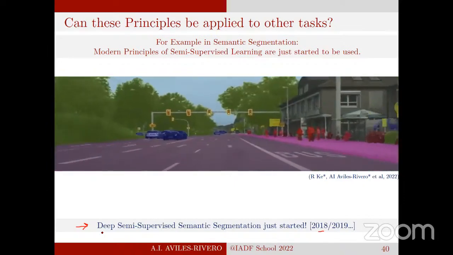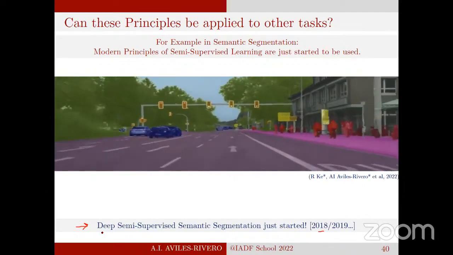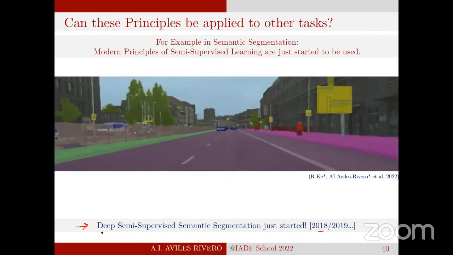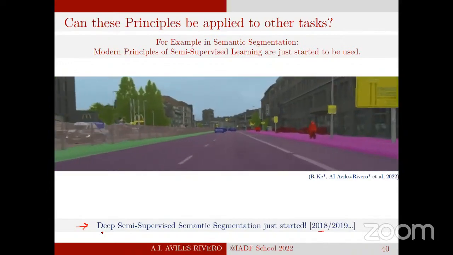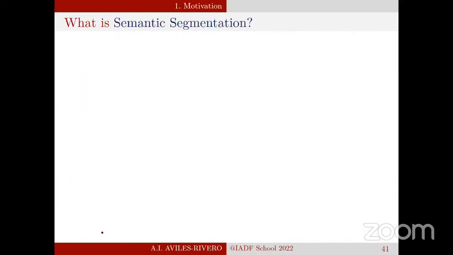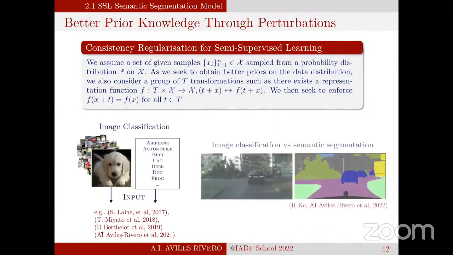So just to let you know that all these principles can apply as well to semi-supervised learning for different downstream tasks. Another example that might be interesting for many of you is semantic segmentation. And I will skip this because of the time. This is just some constraints about the perturbation-based techniques that can be applied to semantic segmentation with certain assumptions.